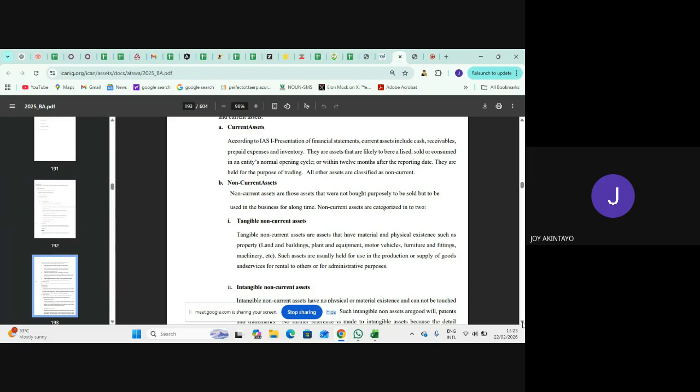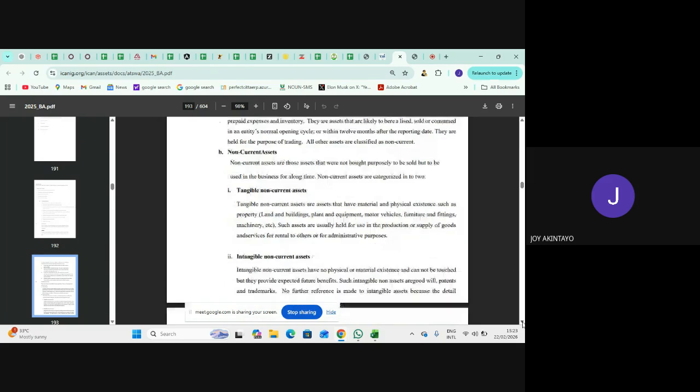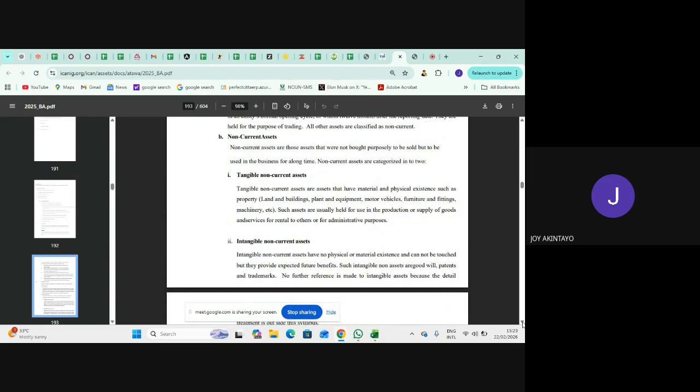Are we together? Then we can classify that one into tangible non-current assets and intangible non-current assets. Now, tangible non-current assets are assets that have material and physical what? Existence. We can see them, and they include land and buildings, plant and equipment, motor vehicles, furniture and fittings, machineries and others.